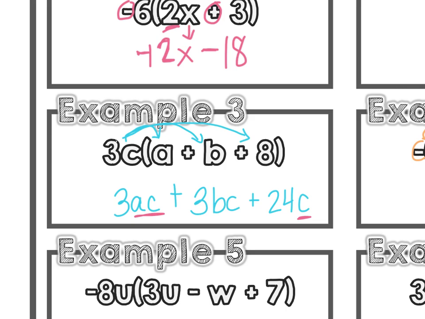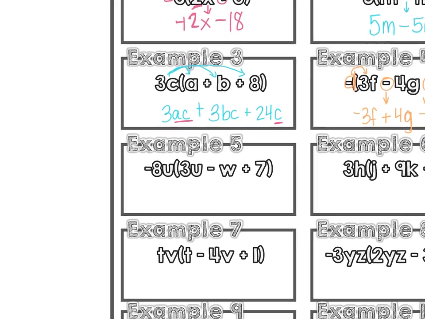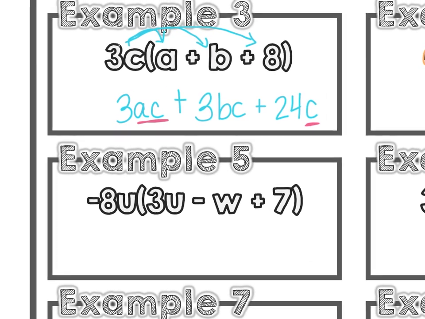All right, with our next example, now we are going to see what it looks like when you multiply the same variable times the same variable. So here we have negative 8u. So 8 times 3 is 24. And u times u is going to give us u squared. And then also we're multiplying by a negative, so we have a negative in front of our 24.